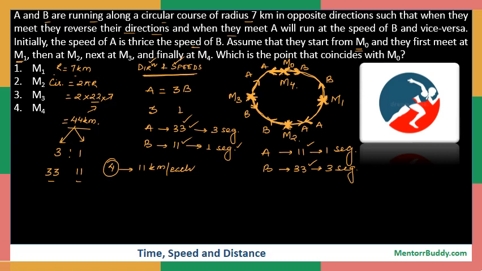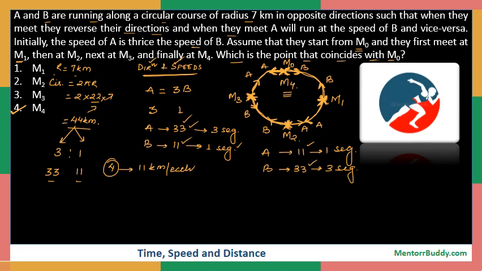Now when the question is asking us which is the point that coincides with M0, we can say that M0 coincides with M4. And therefore, my answer to this question becomes option number 4.